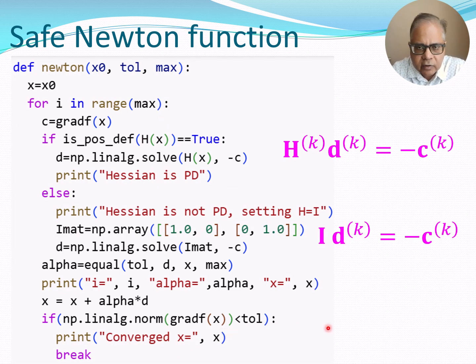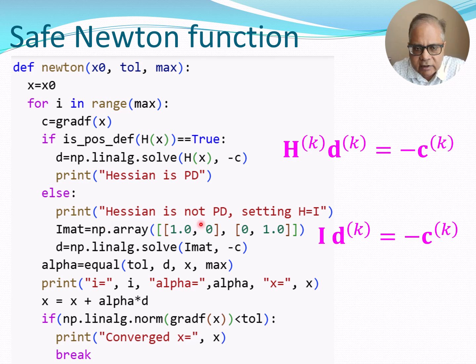Now that's not a good solution in all cases. Of course it's a check, but we can build in a certain safeguard into the problem here. So that's what I've done here. If the matrix H is positive definite, I essentially follow the Newton method. That is, I use the equation Hd = -c to solve for the d here, and then I continue with that.